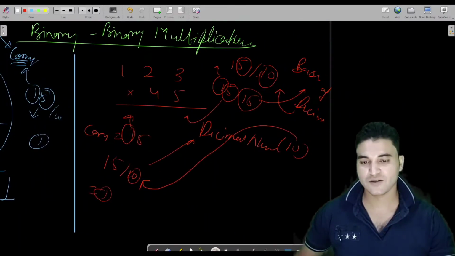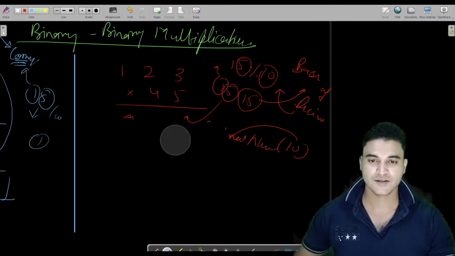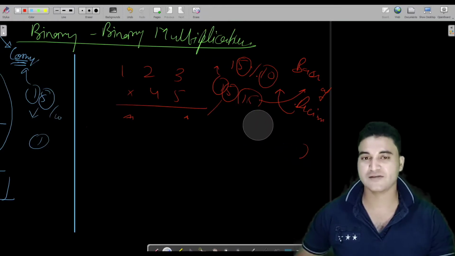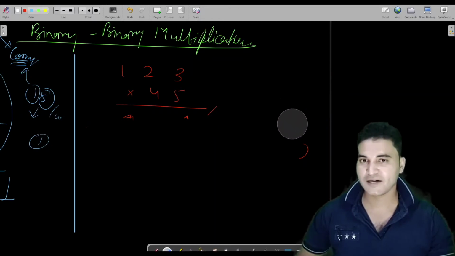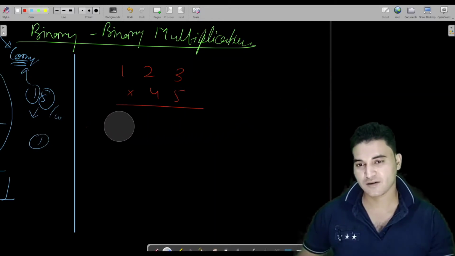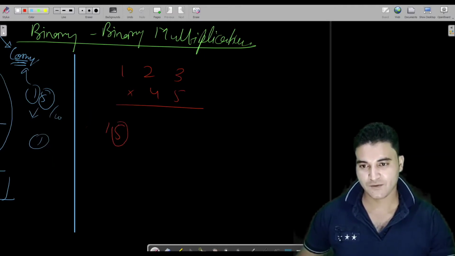Let me explain you once more if it is confusing to you, because this is the only difference in the multiplication of binary and decimal. Everything is very similar. Even 98% of the code is going to be very similar. The only thing that is going to be different is the base. 5 into 3 is 15. We have to write 5 here and we have to store this into carry.